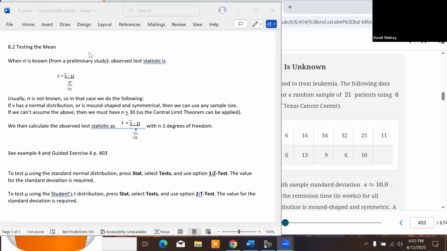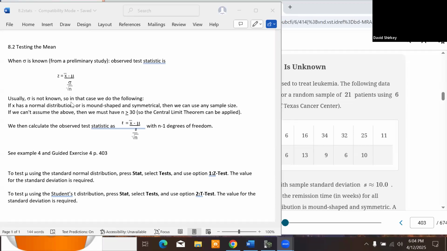All right, we're in section 8.2, testing the mean. So when sigma is known from a preliminary study, the observed test statistic is z equals x bar minus mu divided by sigma over the square root of n. We've seen that previously in the text. That's when it's known and you're using a z value. And if you're doing it without a graphing calculator, you're looking it up on a z table to find that area under the curve. Usually, however, sigma is not known.